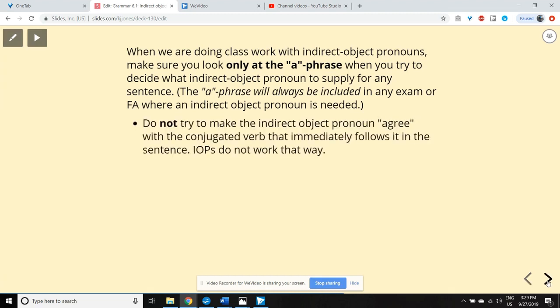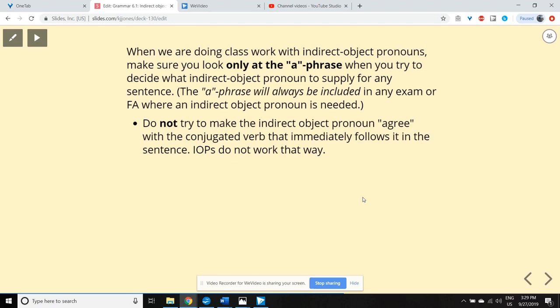So, a couple of things. Please, please, please, we already spoke about this briefly, and again, by we, I mean I, on the previous slide. Do not try to make the indirect object pronoun agree with the conjugated verb that immediately follows it in the sentence. No. Proximity is not causality, okay? Just because the indirect object pronoun is located right next to the conjugated verb does not mean it exerts any control over it. It can't.